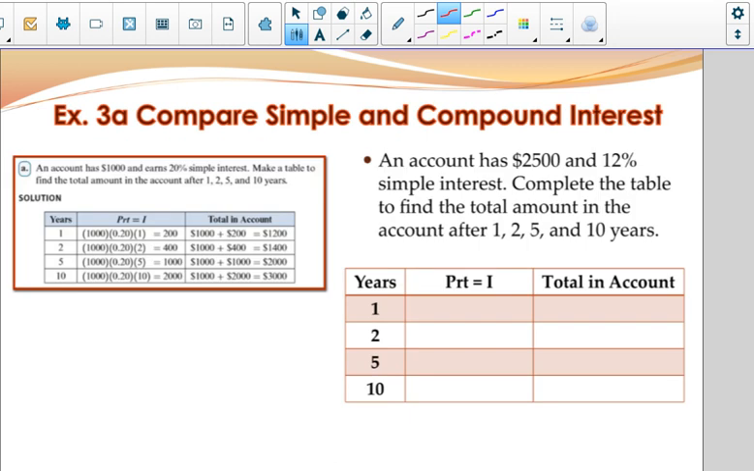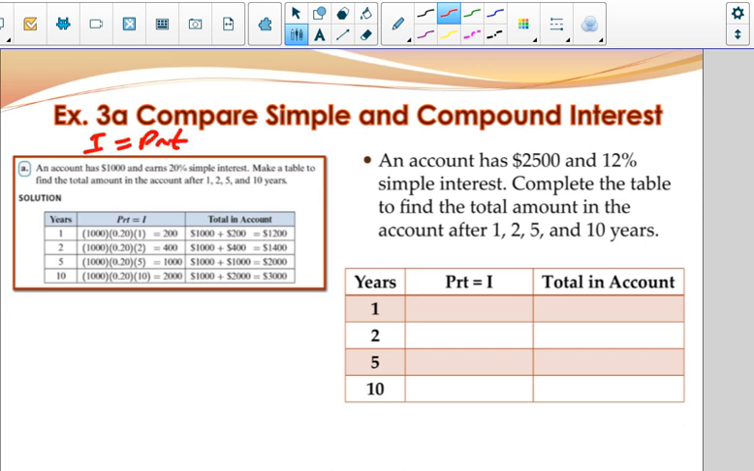Example 3A, comparing simple and compound interest. Here it says an account has $2,500 at 12% simple interest. Complete the table to find the total amounts in the account after 1 year, 2 years, 5 years, and 10 years. So I need to use I equals PRT.